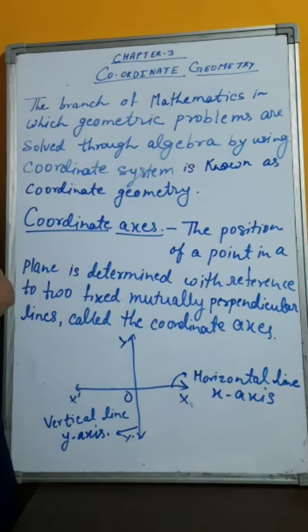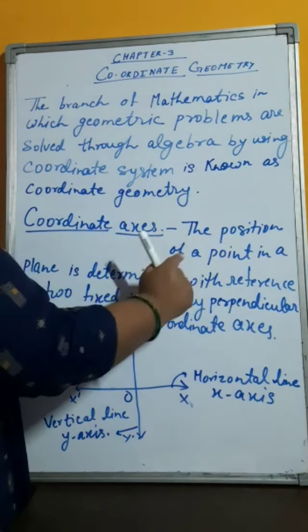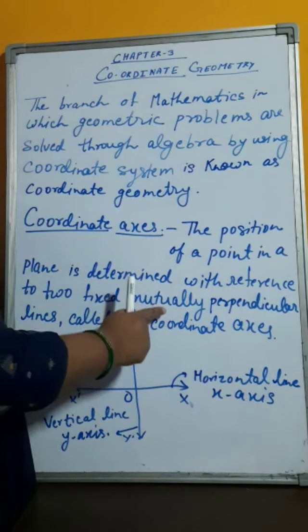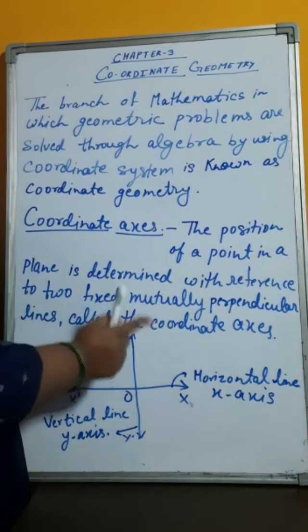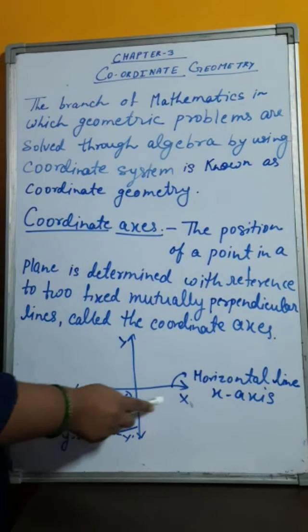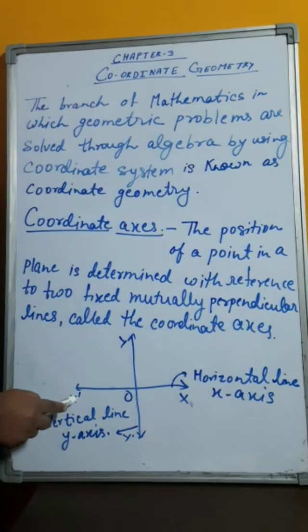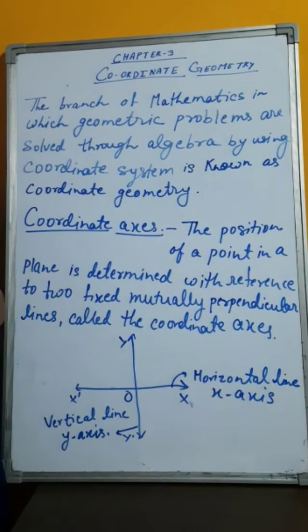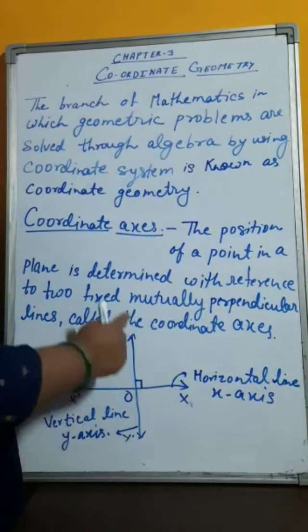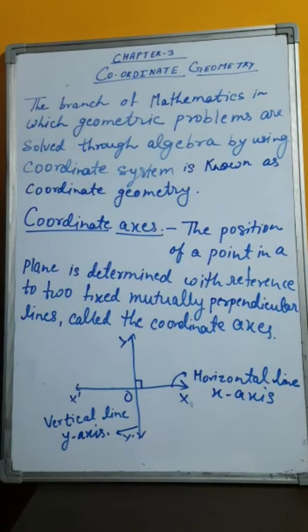Second is coordinate axes. In coordinate geometry, coordinate axes are very important because the position of a point in a plane is determined with reference to two fixed mutually perpendicular lines, called coordinate axes. Look at this. Here I have made two lines, XOX dash and YOY dash. Both are mutually perpendicular to each other. This horizontal line is the X axis and this vertical line is the Y axis.